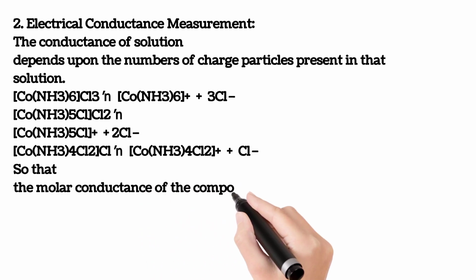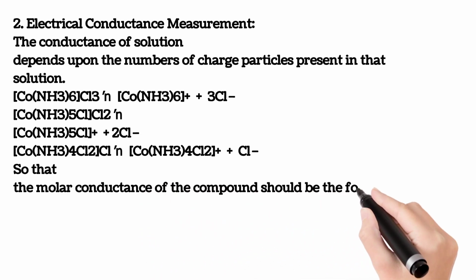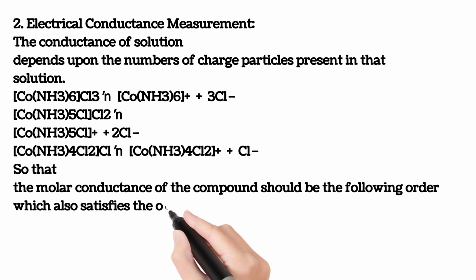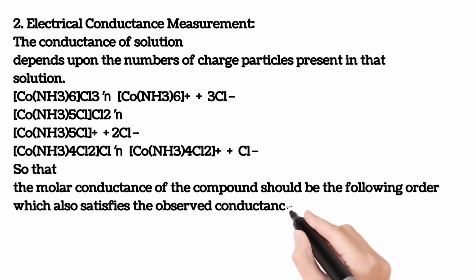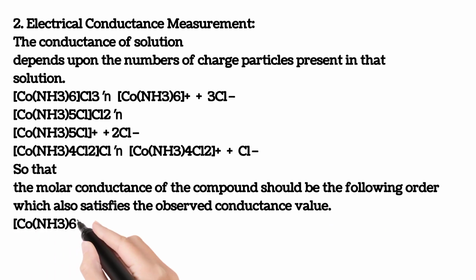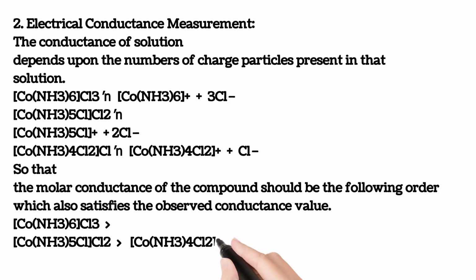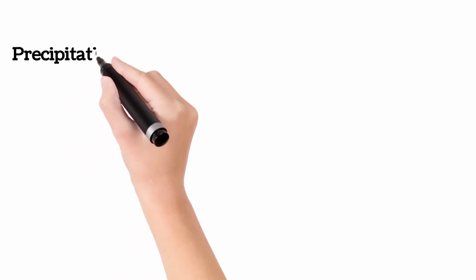So the molar conductance of the compounds should be in the following order, which also satisfies the observed conductance values. [Co(NH3)6]Cl3 > [Co(NH3)5Cl]Cl2 > [Co(NH3)4Cl2]Cl > [Co(NH3)3Cl3]. Precipitation reaction.